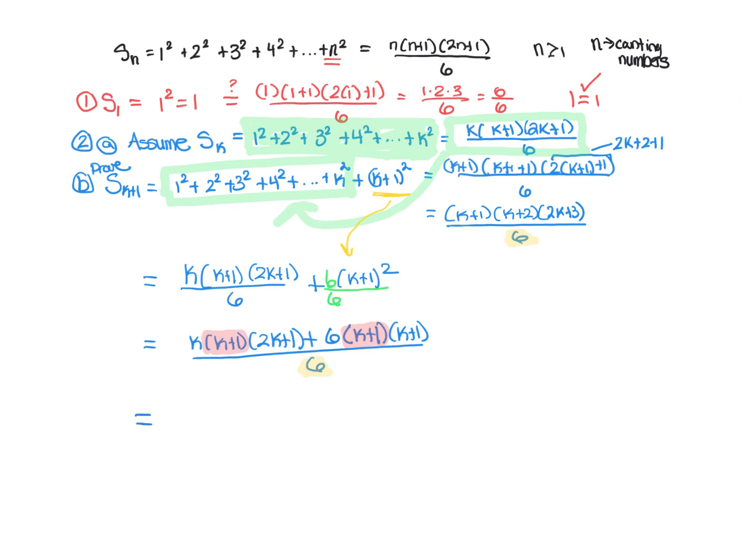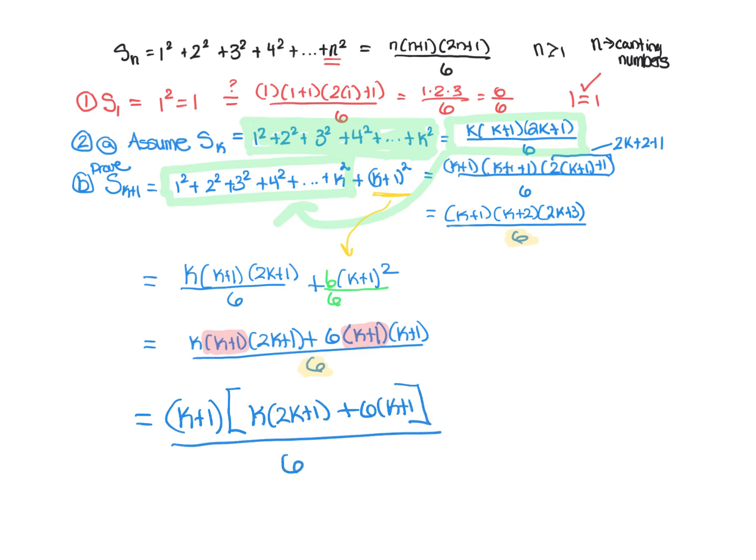So this is going to equal, I'm going to pull out the k plus 1. I'm going to put a bracket. That leaves me with a k times a 2k plus 1, plus a 6 times a k plus 1. And this whole thing is over 6.